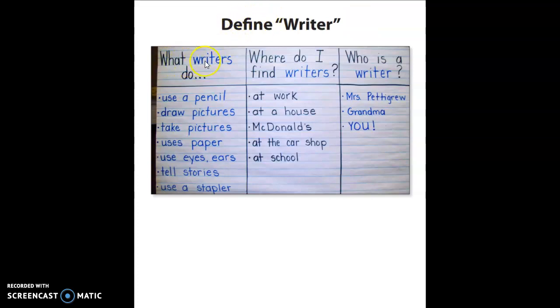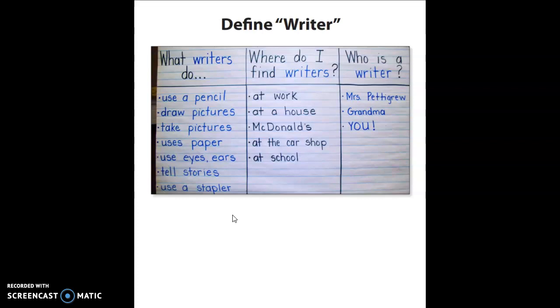Okay, so what do writers do? They use a pencil or maybe a computer, correct? They draw pictures, they might take pictures, they use paper, they use their eyes and their ears, they tell stories, they inform us. So a writer simply takes their words and puts them down either on a computer or a piece of paper, and they're sharing with us their ideas.